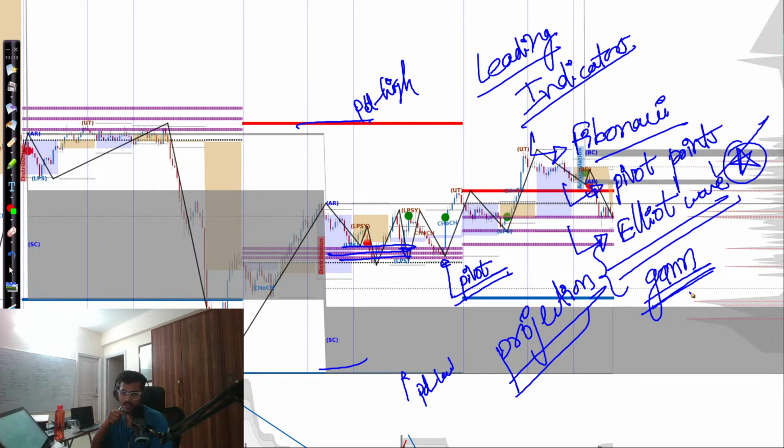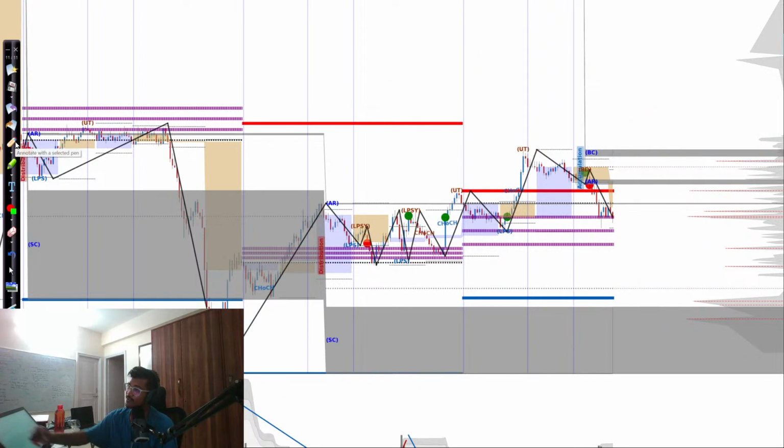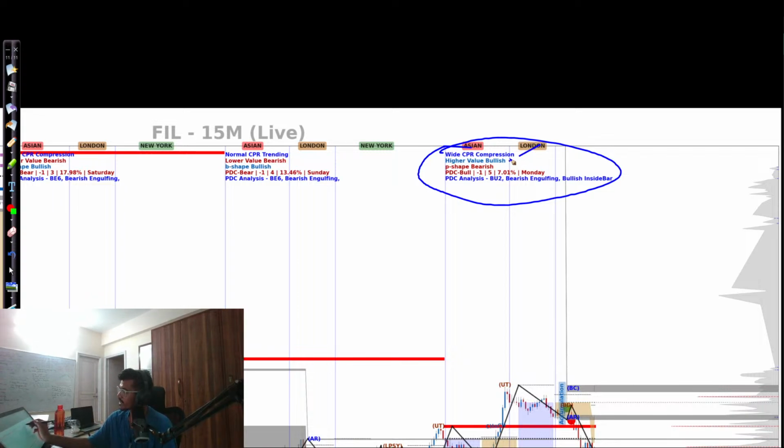Yeah. The pivot point, I mean, it's really good. I will tell you everything about it later on. I'll show you this one. Okay, you see this one? You see this, right? Wide CPR compression, higher value, bullish. This actually, like pivot points, gives you bias. Once you build the bias, then you can trade from that perspective.